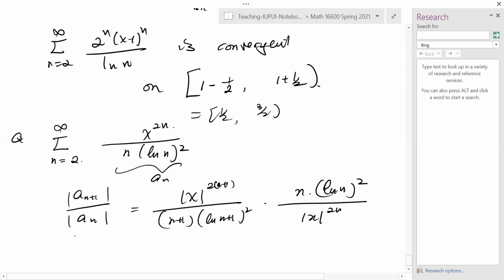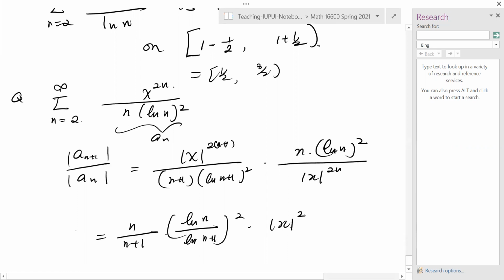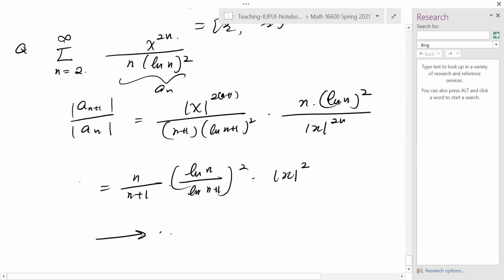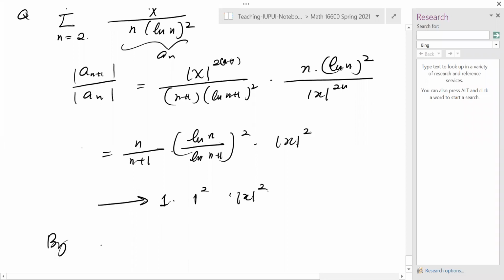Okay, so let's simplify it. I cannot get rid of them, right? So I put the similar terms together: n plus 1, natural log of n over natural log of n plus 1, squared. Then this part approaches 1, and we already did that. Natural log of n over natural log of n plus 1 approaches 1, right? So the limit is just x squared.